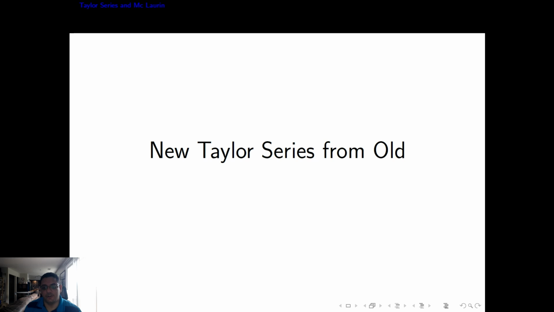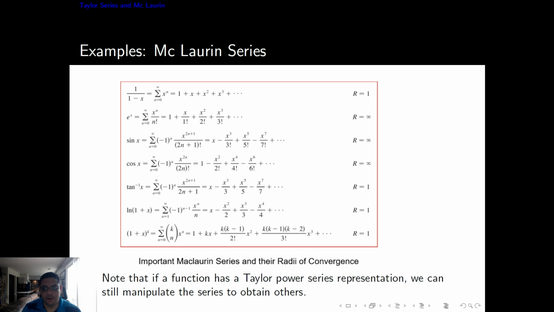Now let's discuss some Taylor series that we can get from other Taylor series. Some examples of Maclaurin series that we're going to have are given by this table here. We have things like the geometric series, which gives me that 1 over 1 minus x is equal to the series for n equals 0 to infinity of x to the n. I have that the series of e to the x is x to the n over n factorial, like we saw last time.